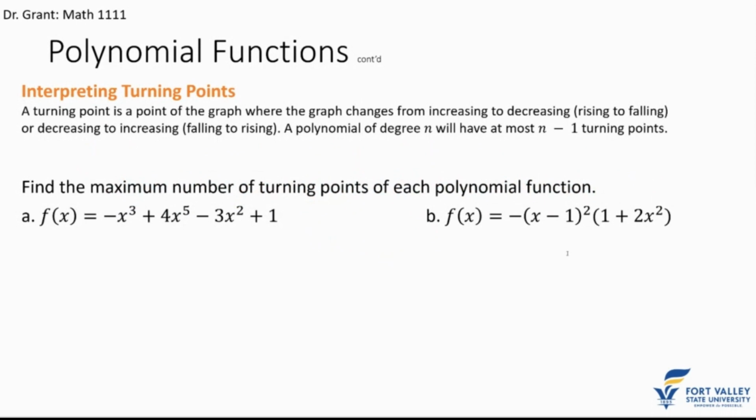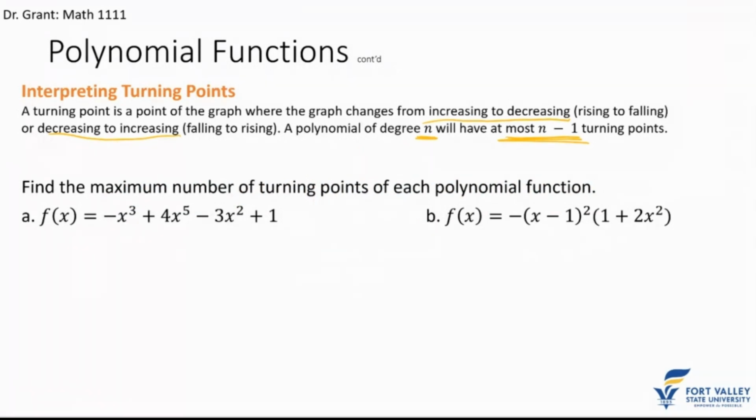So when we talk about a turning point, it's really just where your graph changes from increasing to decreasing or from decreasing to increasing. And you can also count the number of turning points you should have if you know the degree of your polynomial. In other words, if you have a degree of n for your polynomial, then you have at most n minus 1 turning points.